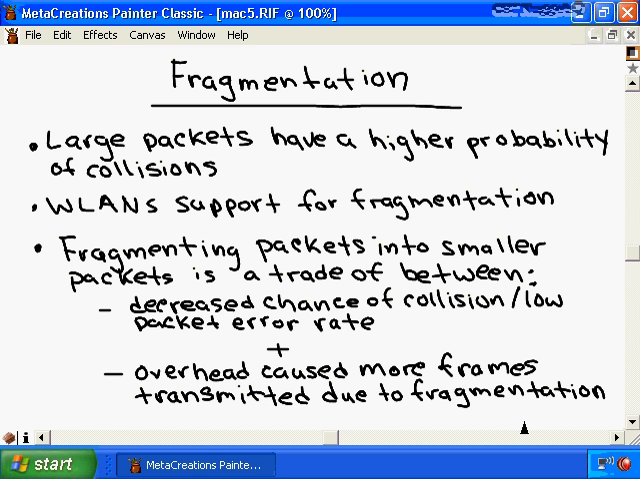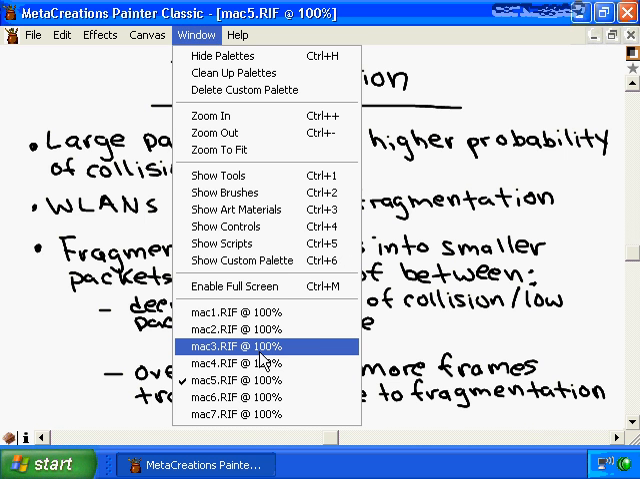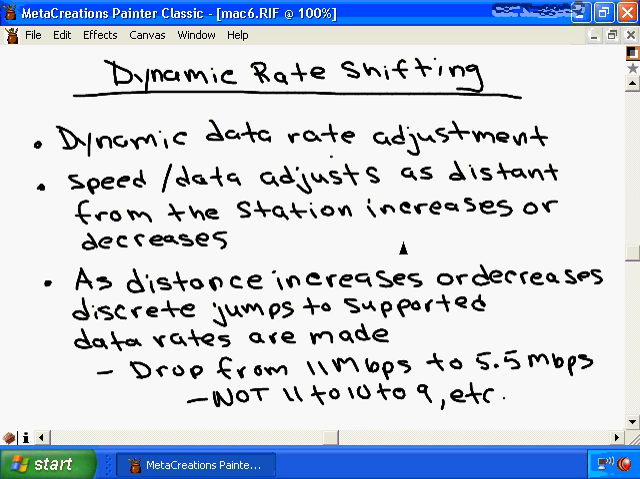Speaking of incrementals, something else you need to realize is that the data rate will jump incrementally as well, depending on the distance that the station is from the wireless access point. Let's bring up another whiteboard and learn about that. As the station increases or decreases its distance from the wireless access point, the data rate will dynamically adjust. However, most people think that the data rate will adjust in little steps. For example, with an 802.11b wireless LAN, people think it'll step down from 11 megabits to 10 megabits to 9 megabits, etc. Well, that's not the case.